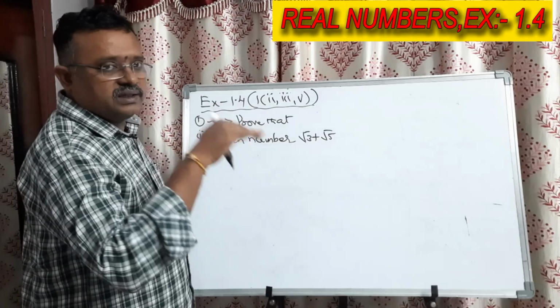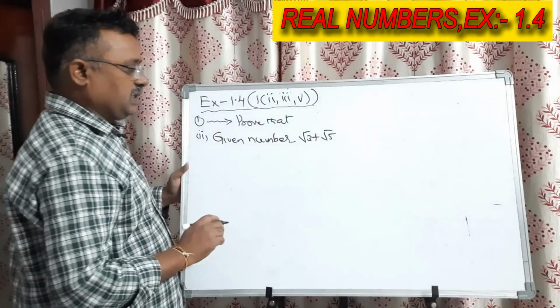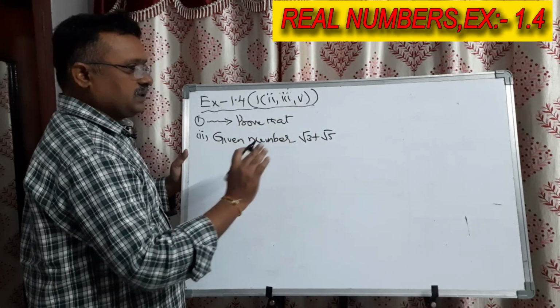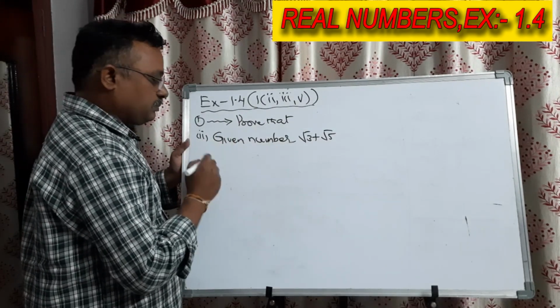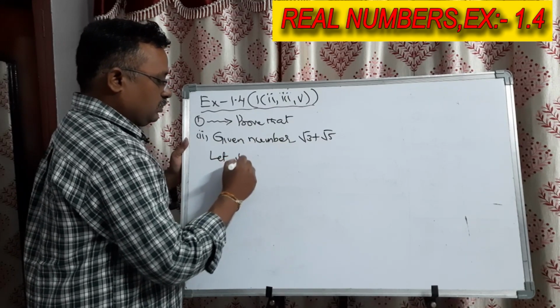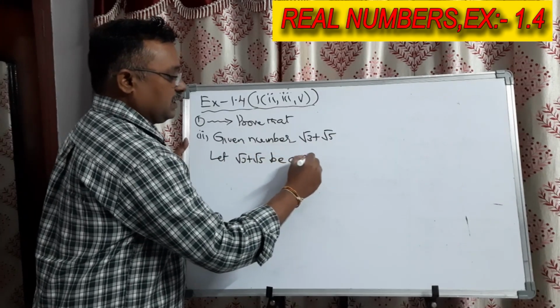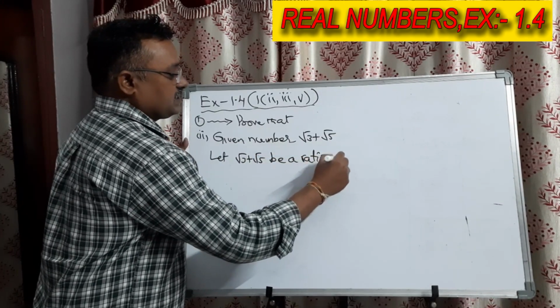We will solve this one by the contradictory method. Very important for 6 marks. Listen to me carefully. So, in the contradictory method, what is the process? Let us suppose, let root 3 plus root 5 be a rational number.